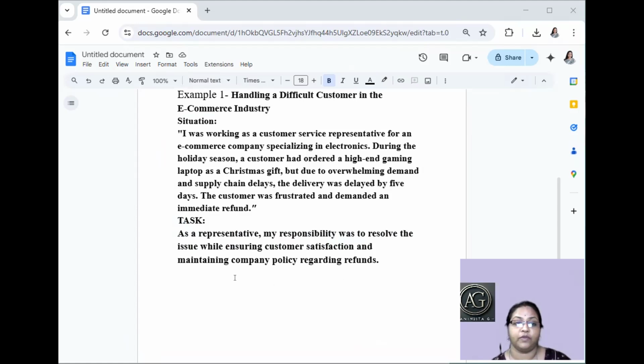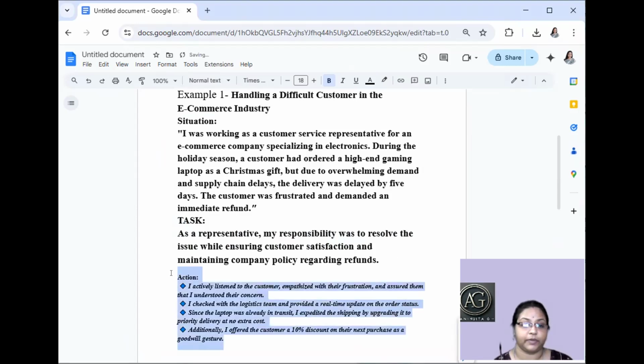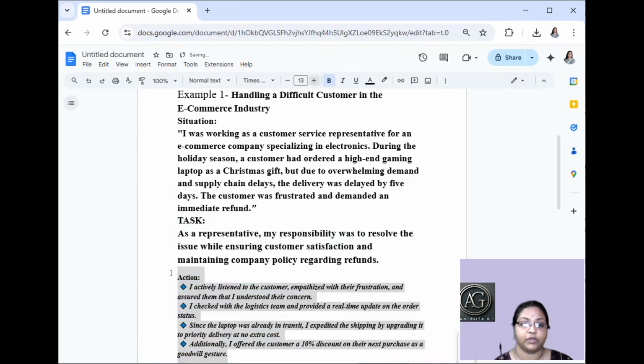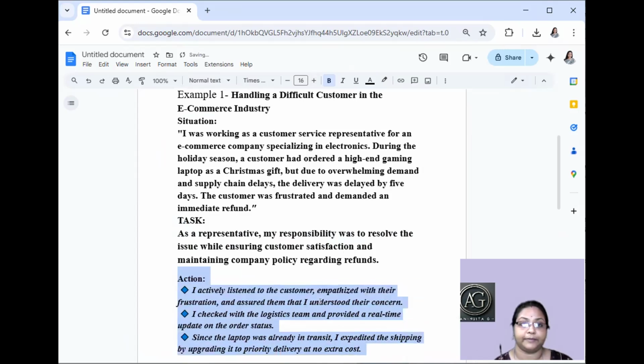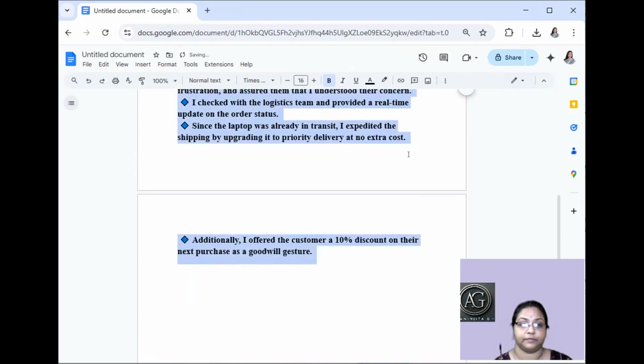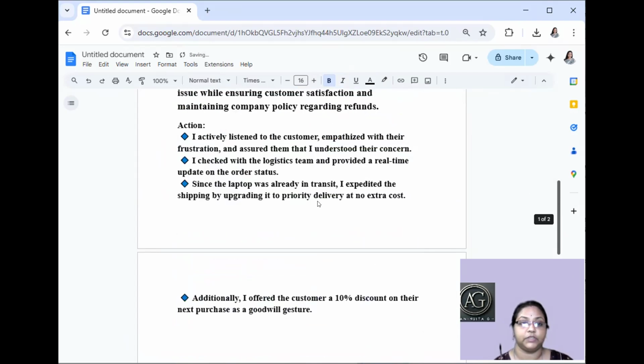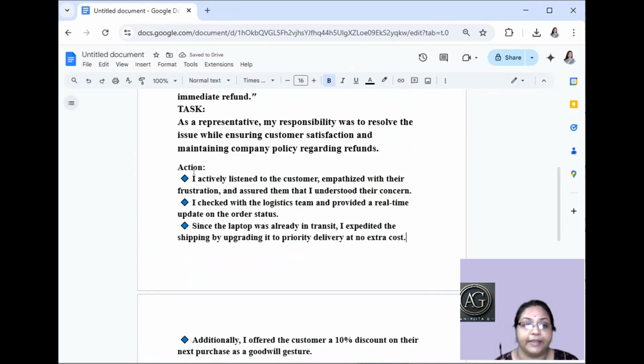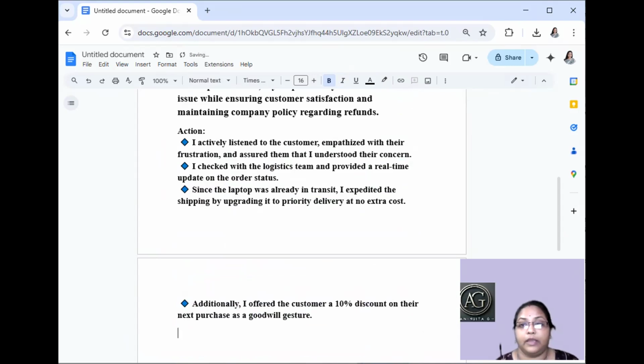So you have done a lot of things here. Okay, let me again enlarge the font size. So these were the step of actions that you have taken. And finally, what was the impact or the result of such step of actions?